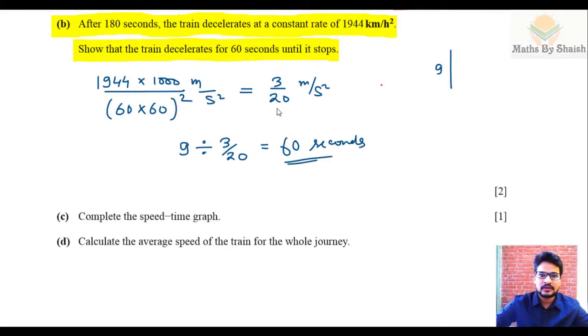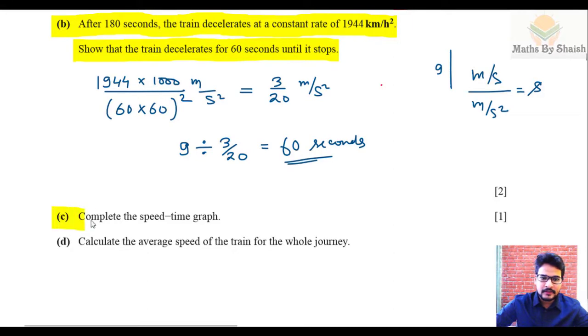Or if we want to understand it clearly, meter per second squared is there, and if we divide meter per second by meter per second squared, we will get seconds. So we can get an idea from here that either we are going to divide 9 by this quantity or this by 9. I hope it is clear.